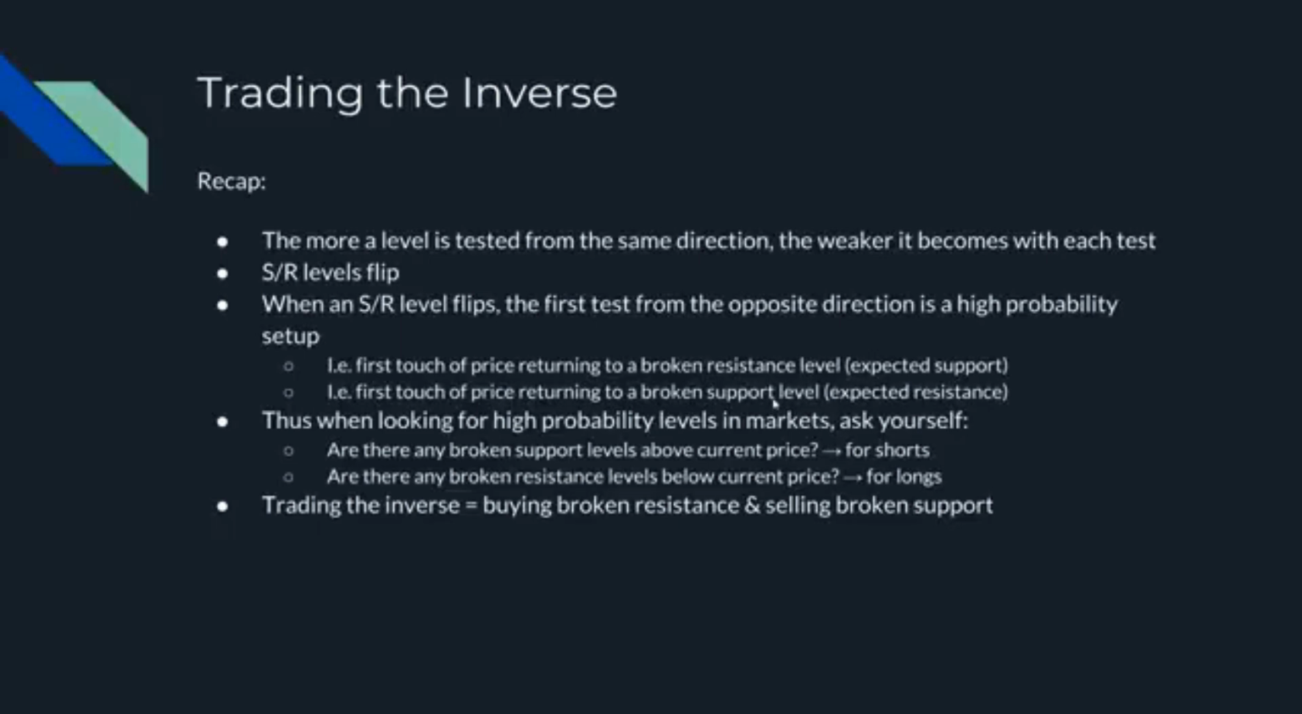So, putting all that together, how do we frame the market? Well, the easiest question to ask is, if you're looking for shorts, are there any broken support levels that are above market, or above the current price? And if you're looking for longs, are there any broken resistance levels below market, or below the current price? It's really that simple. And so all trading the inverse means is we want to buy broken resistance, which we anticipate is going to act as support, which is why we're buying it, and we want to sell broken support that we anticipate to act as resistance, which is why we're selling it.